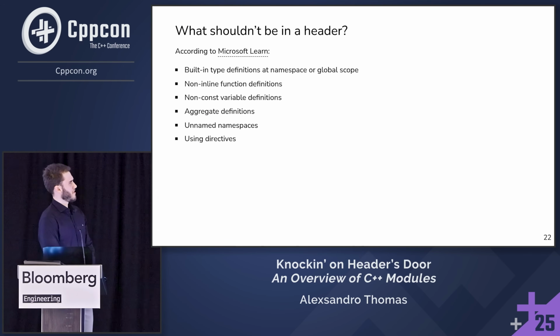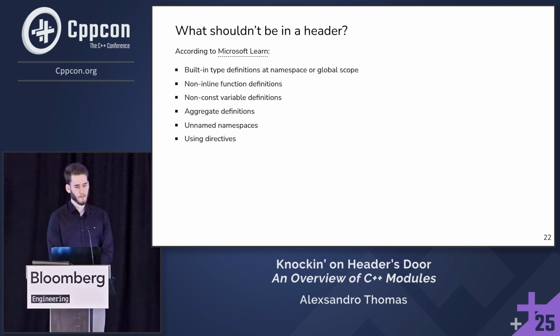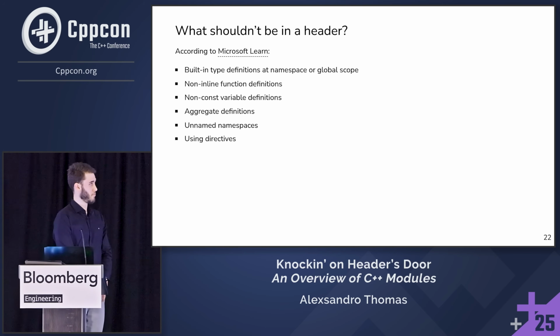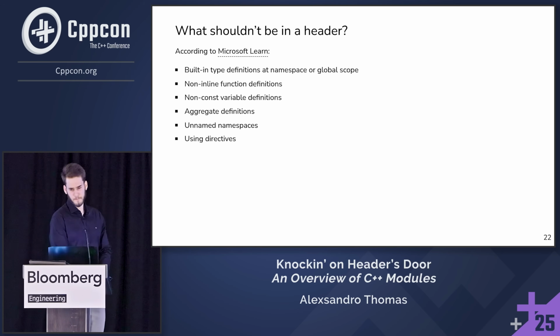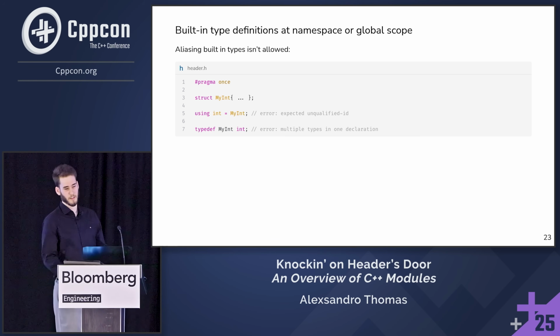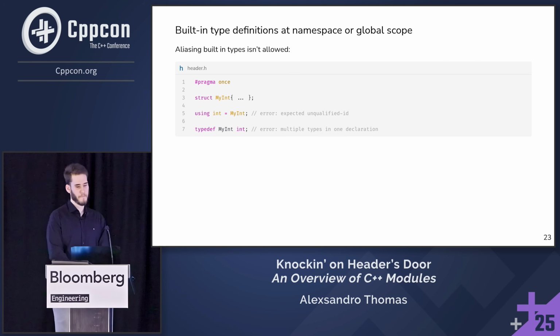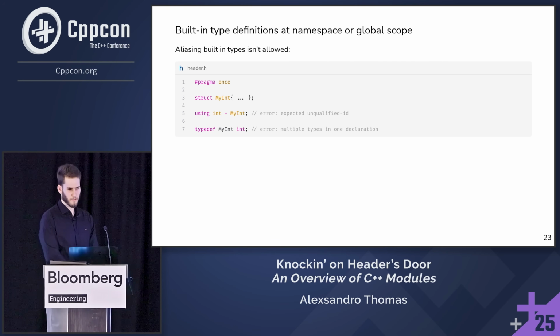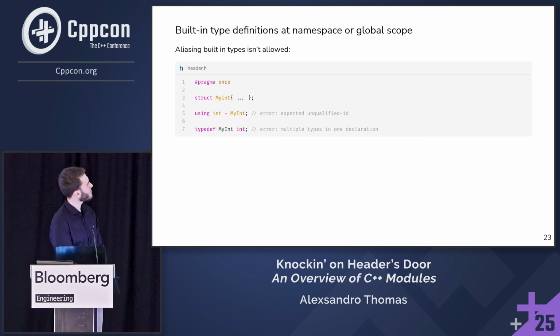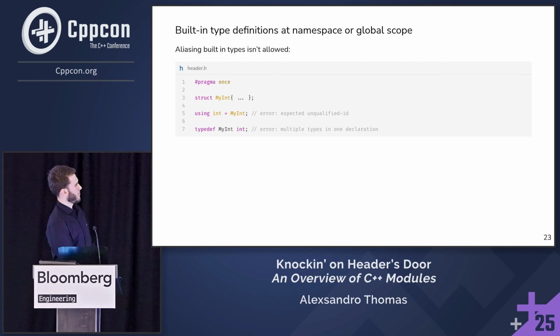So I tried to search what shouldn't be in a header, and I landed upon a page by Microsoft Learn that gave me a list of a few elements. So let's break down each one of them step by step. The first thing that they say that isn't really a good idea to put in the headers are built-in type definitions at namespace or global scope. That's a mouthful, and to be honest, it's very incomprehensible in my opinion, but let's try to break it down into what it can mean.